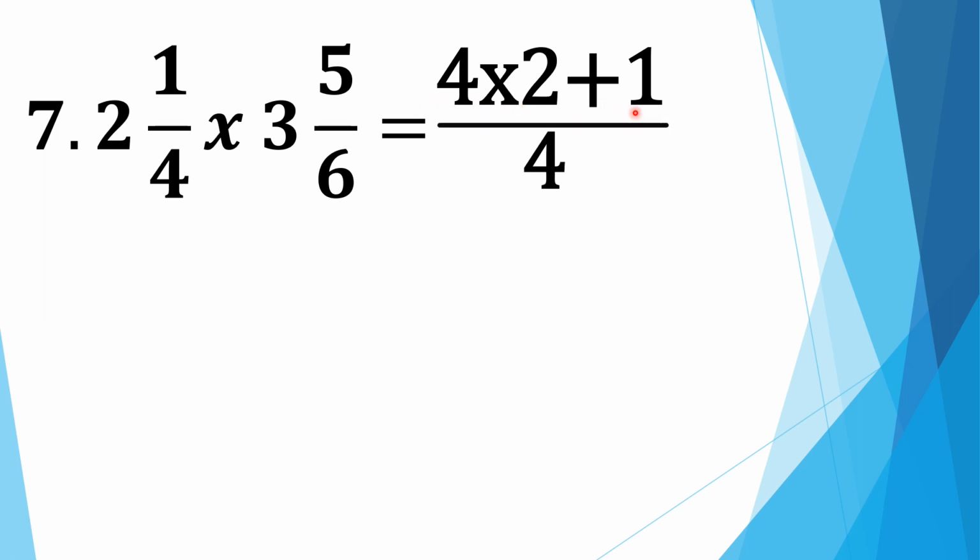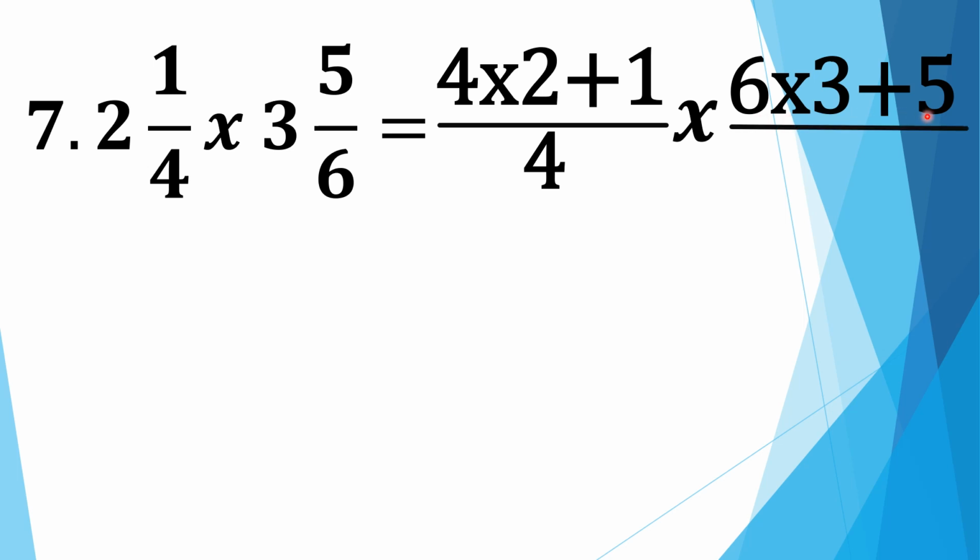Number 7. 2 and 1 over 4 times 3 and 5 over 6. Before multiplying, let us change mixed number to improper fraction. 4 times 2 plus 1. The denominator is 4. Next, 6 times 3 plus 5. Denominator is 6.